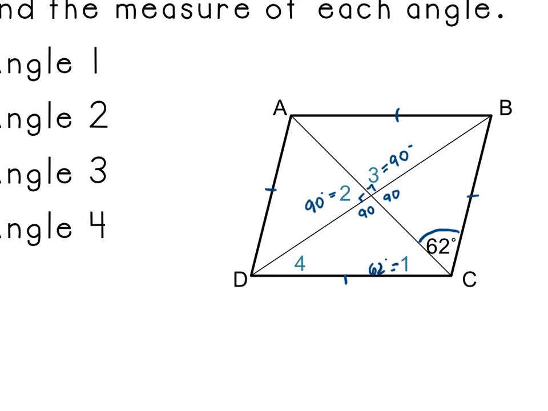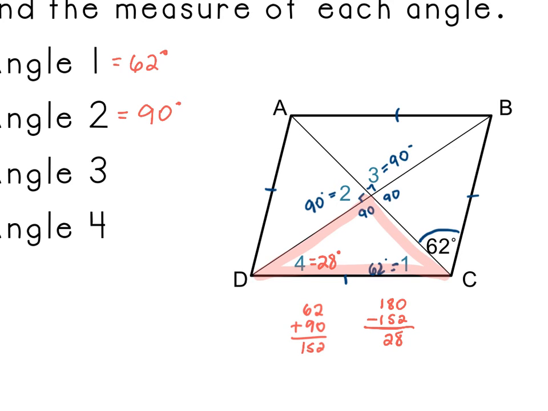Can you find angle 4? You have to subtract from 180. Yep. So I can do it that way. This would be a triangle on the bottom. And all 3 of those would add up to 180. So 62 plus 90, minus from 180. Yep. So angle 1 is 62. Angle 2 is 90. Angle 3 is 90. And angle 4 is 28.